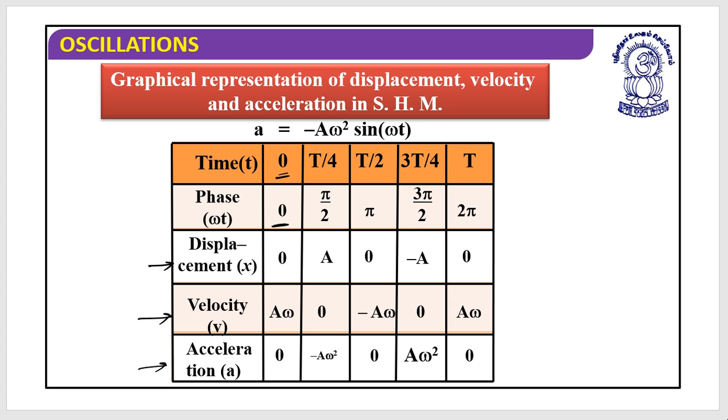The times we have taken as reference are 0, t by 4, t by 2, 3t by 4, and t. So at t equals 0, at t equals t by 4, and every time they have given the situation. I hope this is clear. Do you understand this?